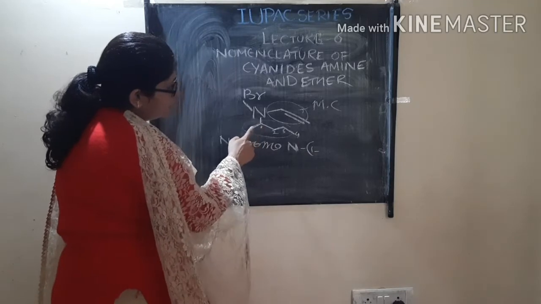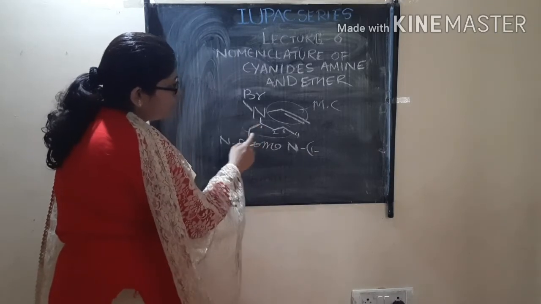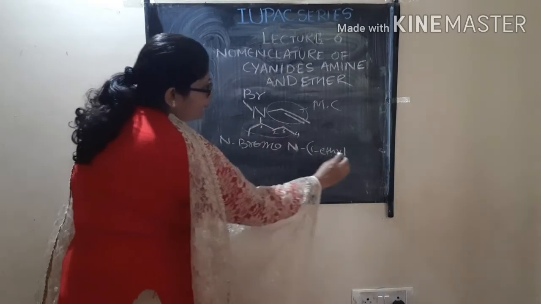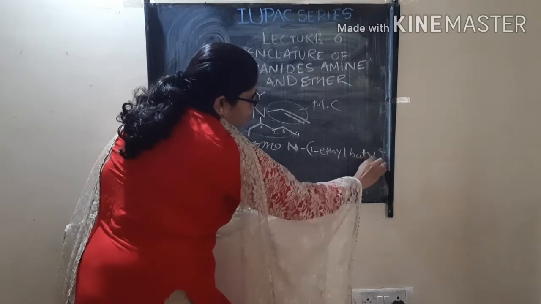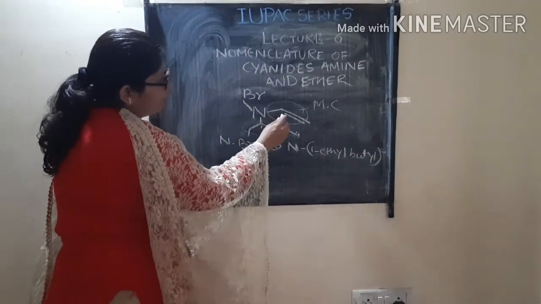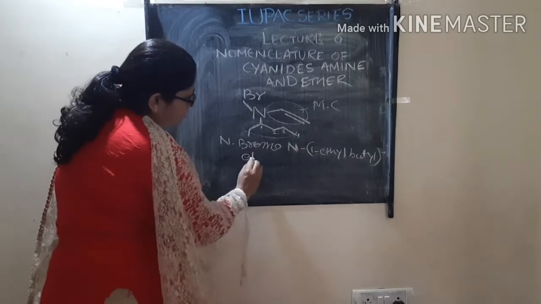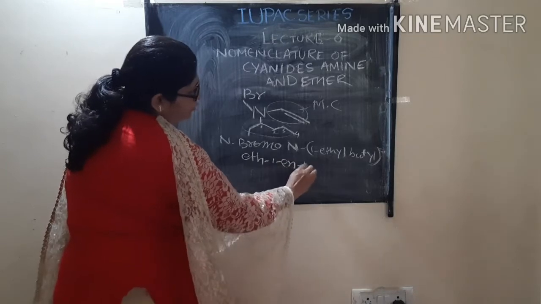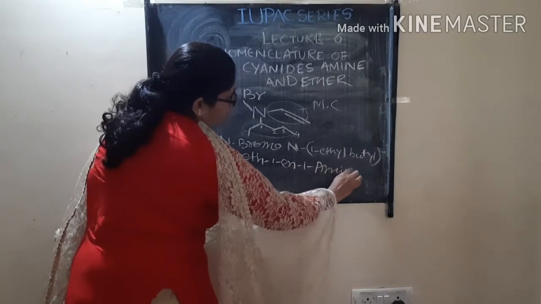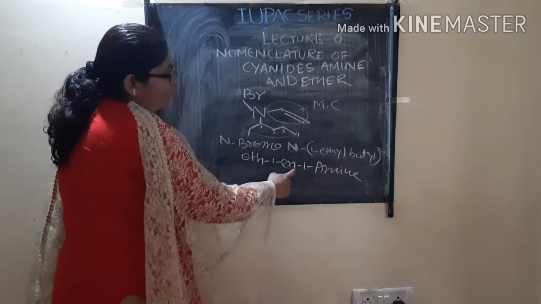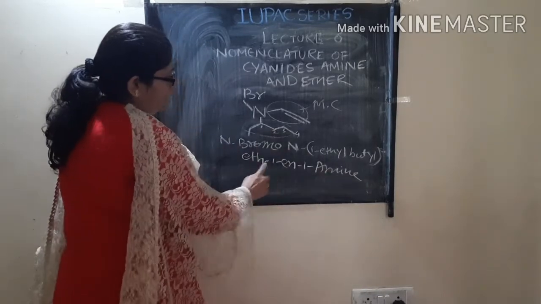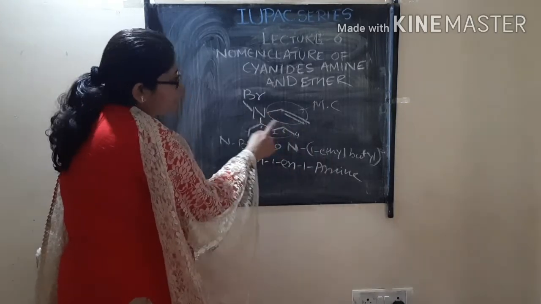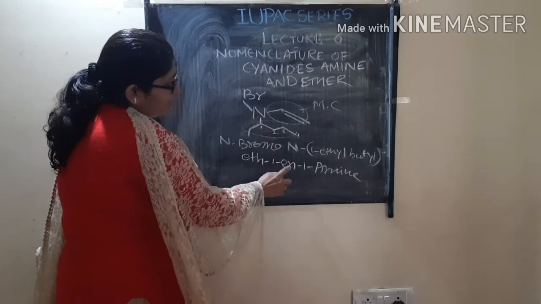So it will be N-1. Then what is this branch? 1 and 2. This branch has 2 carbons, so it will be ethyl. Then how many carbons? 1, 2, 3, 4. Butyl. Close the bracket. And then how many carbons here? 1 and 2. So it will be eth-1-en-1-amine. At the first position you have a double bond and the functional group. So eth-1-en-1-amine.